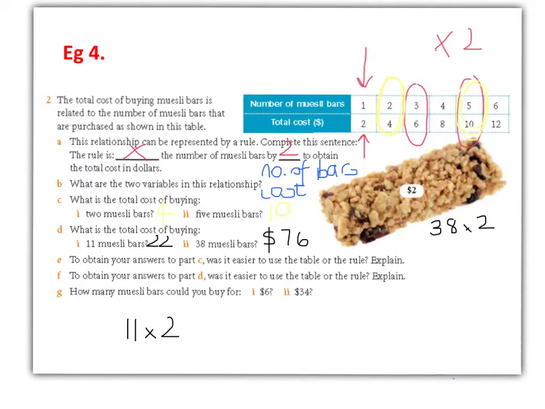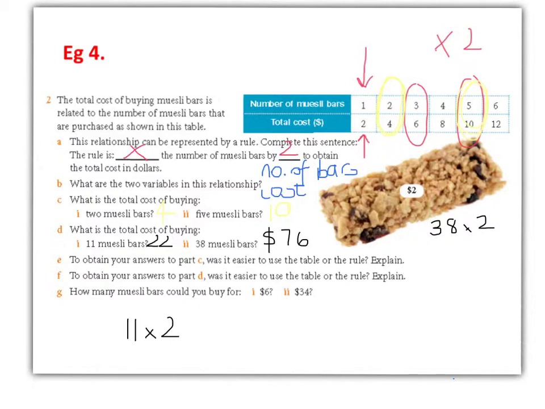Okay, to obtain your answers to part C, was it easier to use the table or the rule? So for part C, when we were looking at 2 or 5 muesli bars, that one was just up in the table, so that was the easiest way. But for part D, we had to use the rule.